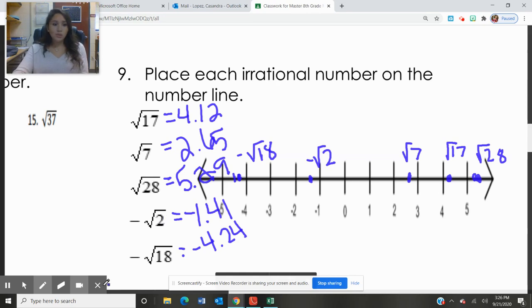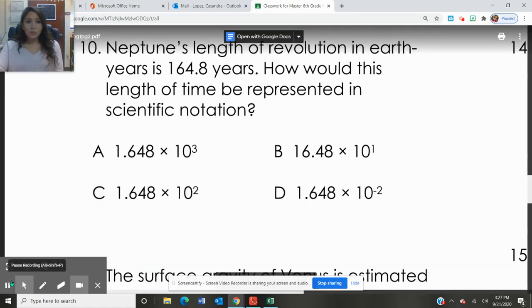Let's move on to question number 10. Question number 10 says Neptune's length of revolution in Earth's years is 164.8 years. How would this length of time be represented in scientific notation? Okay, so again, scientific notation is just the short way of writing a very big or very small number. If you have a big number, then that means you're going to have a positive exponent.